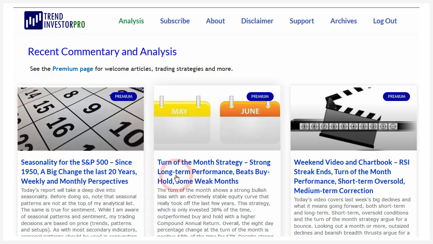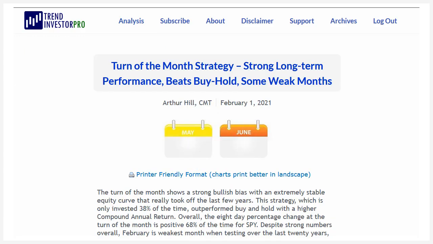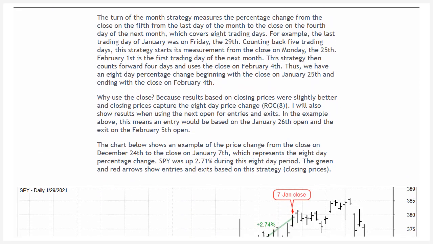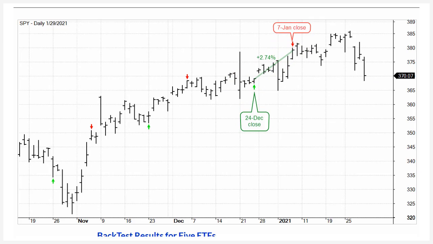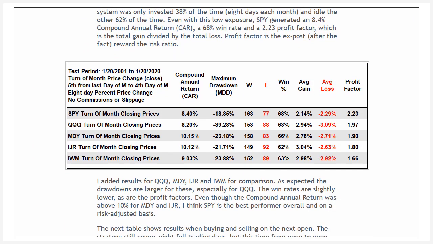And I also highlighted the turn of the month strategy, which involves the last 4 days of one month and the next 4 days of the following month. So here we can see we would be bullish on the close of the 5th to the last day of the month and hold into the 4th day of the month. And that has a very strong bullish bias. If you had just used that strategy, you would have had an 8.4% return, just trading 8 days a month and being invested 38% of the time in the S&P 500, 8.4% compound annual return.